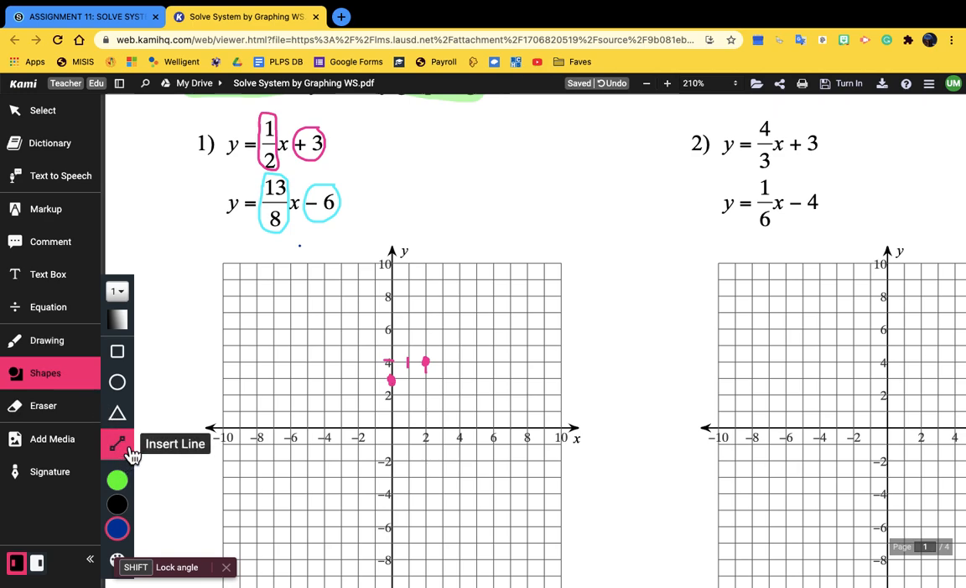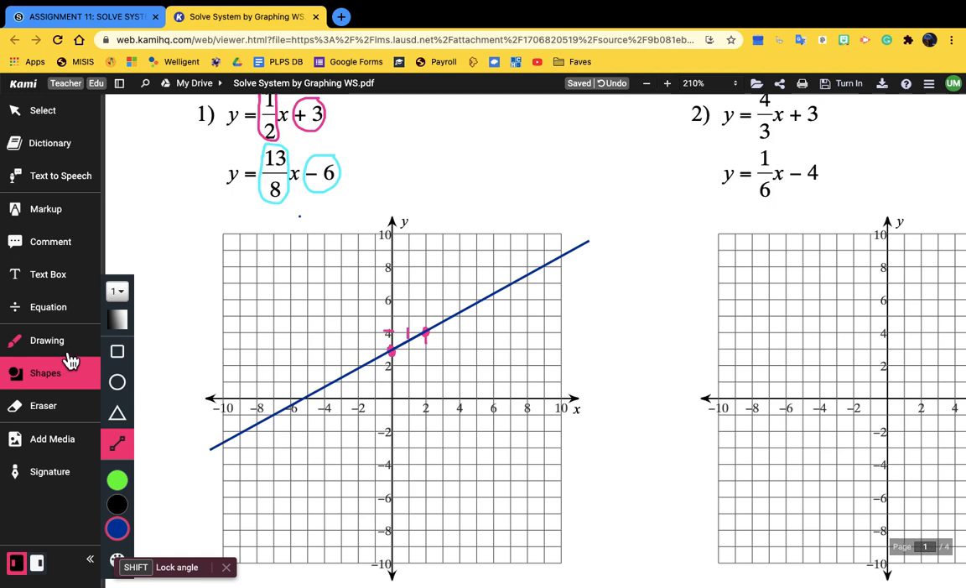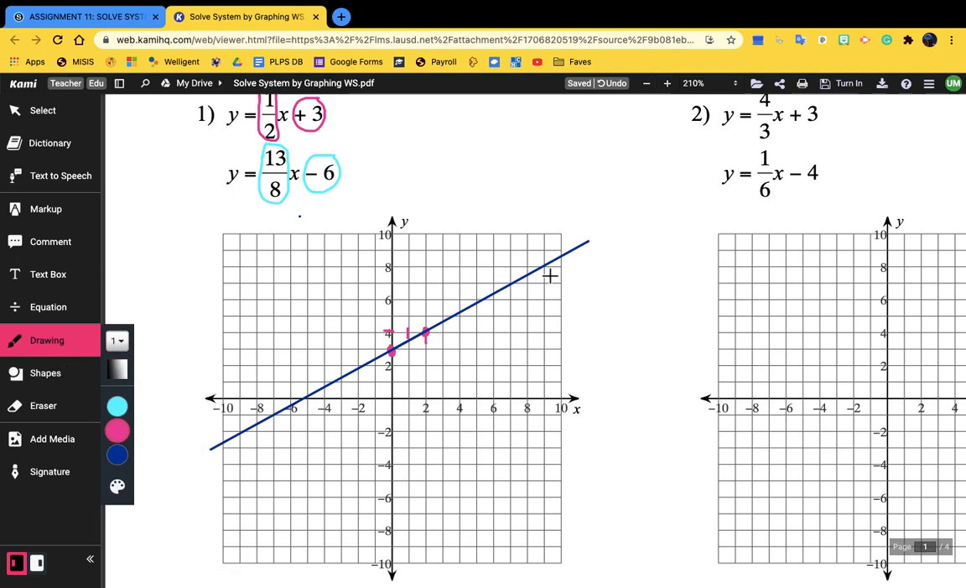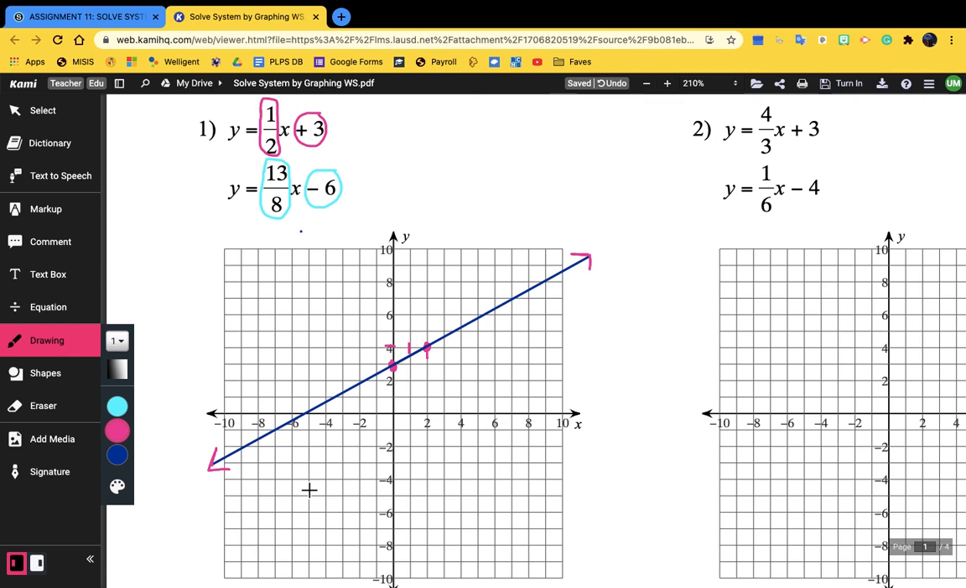I'm going to go down to shape, insert line, and I'm going to go from my first pink through my second pink all the way through, and from my second pink all the way through the first pink point. Then go back to drawing and do arrows on each side. Now I'm going to go back to blue here, and I'm going to do my second equation.